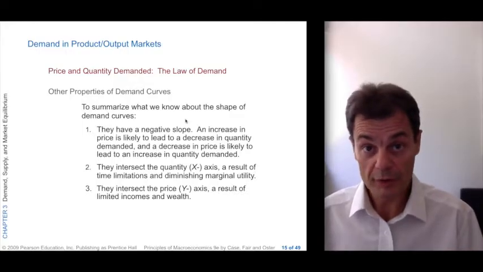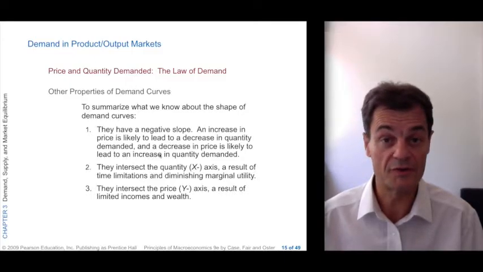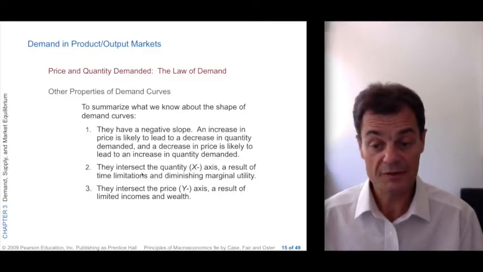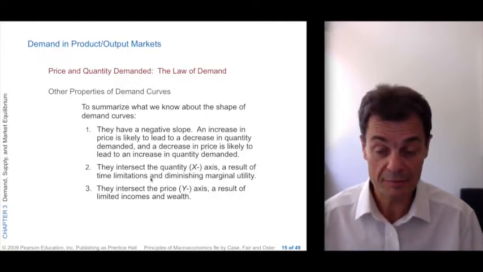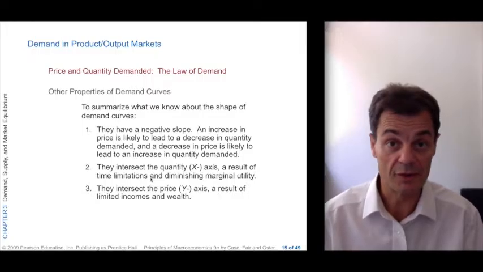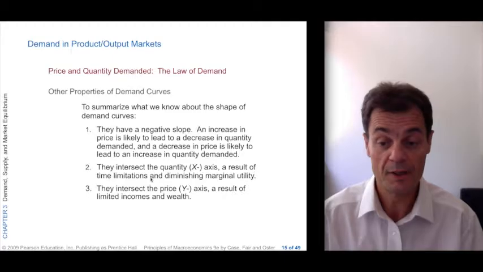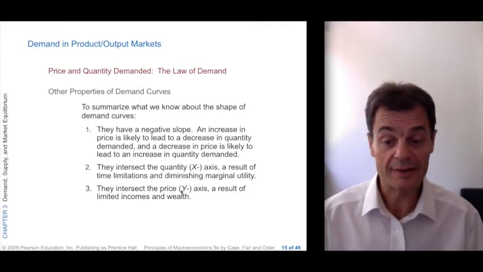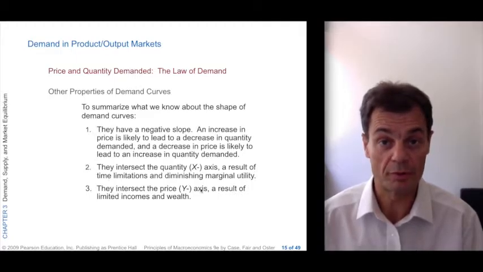So what do we know about the shape of the demand curve? It has a negative slope. An increase in price is likely to lead to a decrease in quantity demanded, and a decrease in price is likely to lead to an increase in the quantity demanded. They intersect on the quantity axis as a result of time limitation and diminishing marginal utility, which means basically there is, again, only so much you can consume. And they also intersect at the price axis because there is a point at which you cannot afford the product anymore.